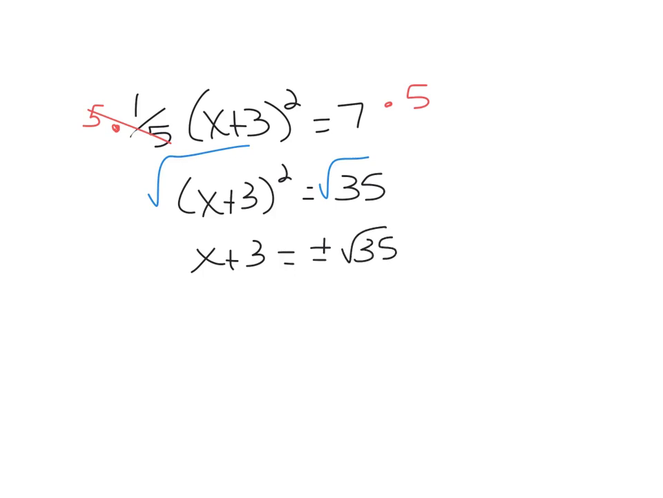And 35, the only things I can think of that go into 35 are 5 and 7. And neither one of those has a square root. So I'm stuck with the square root of 35. But I don't have x isolated yet, or x by itself. So I'm going to take the 3 to the other side. It becomes negative 3 plus or minus the square root of 35. And that's it. And that's the main goal today, to get to where we can solve equations with squares in them, and also break down those square roots when we need to.